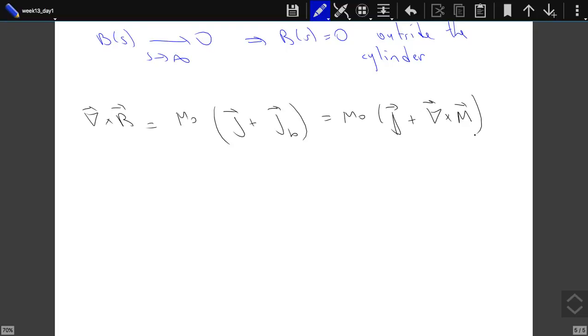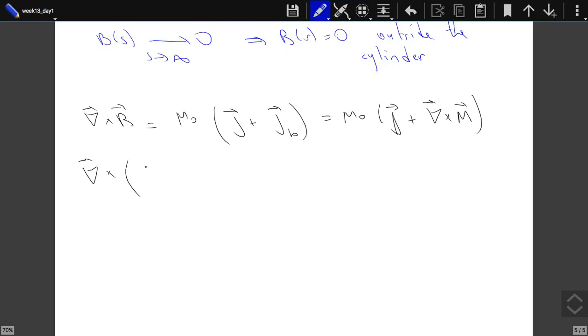The bound current is not really something we can control, so we would rather obtain an equation, just like in electrostatics, where we define the displacement field mainly to obtain an equation that doesn't involve the bound charges. Now, we would like to do the same thing over here. We would like to obtain an equation that doesn't involve the bound current density or the magnetization. It should only depend on the free current density. And to do that, you just move the term that contains the magnetization to the left-hand side.